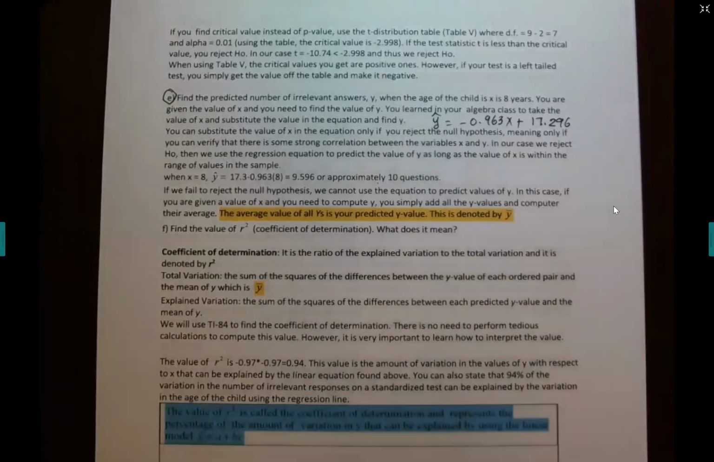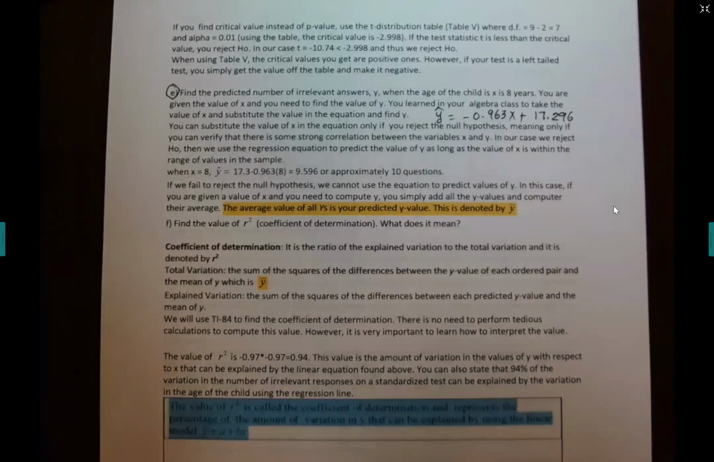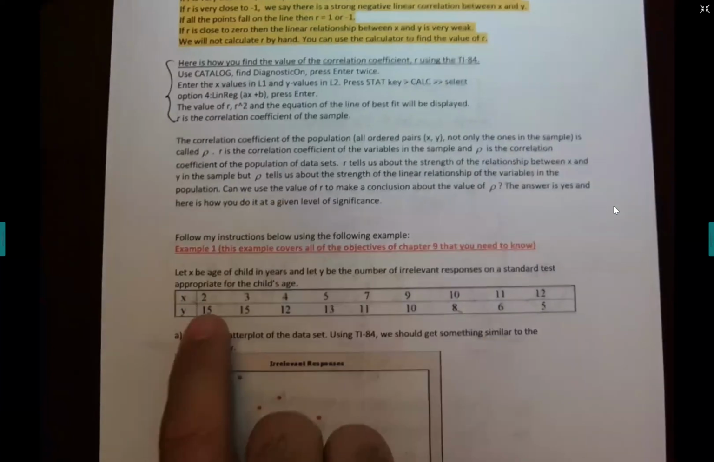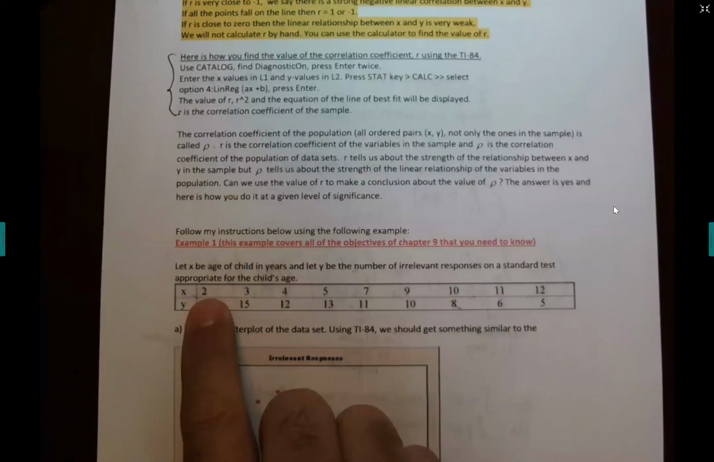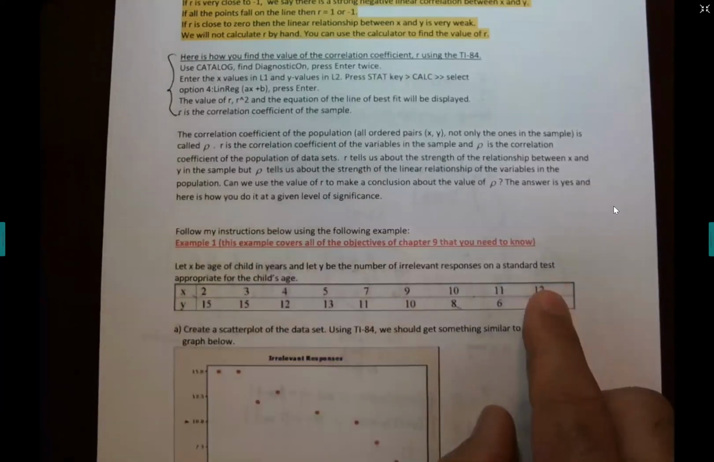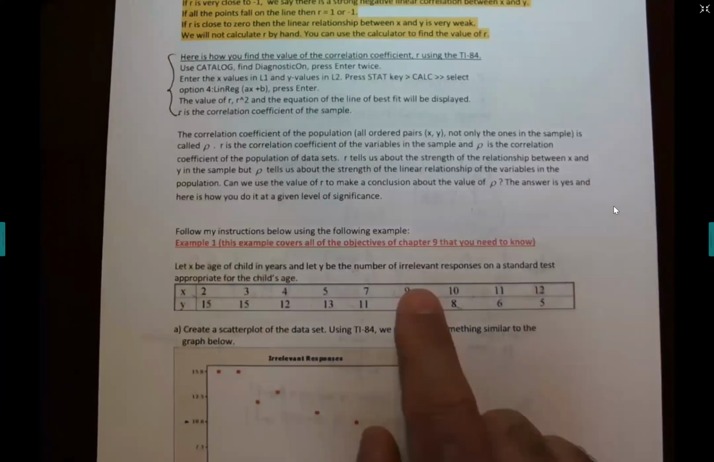But let me go back to the data set. The ages here, guys, fluctuate from as low as an age of 2 all the way to an age of 12. And when I ask you to find the number of irrelevant responses when the age of a child is 8, you know 8 is between 2 and 12. What about if I ask you to find the number of irrelevant responses if the age of a child is 14? So if X is 14, how do you guys think that we're gonna do this?